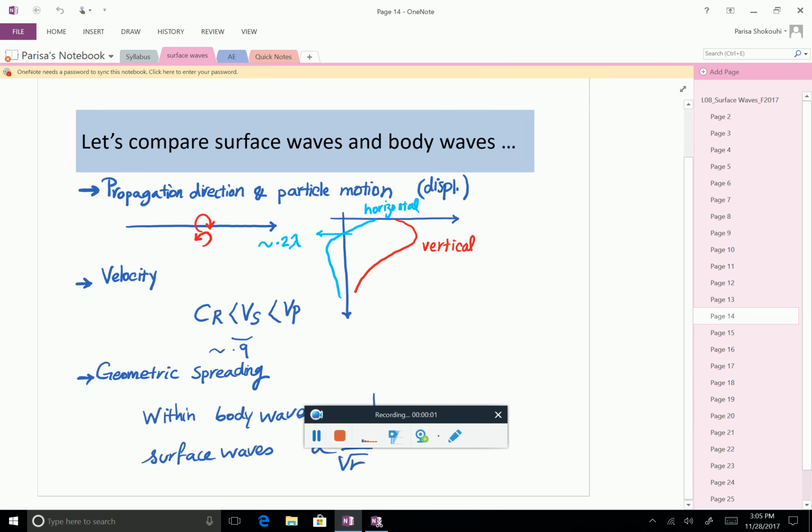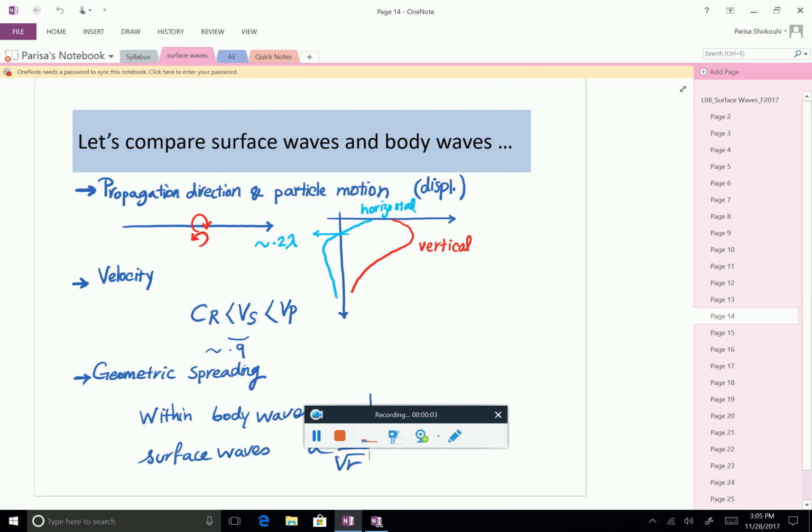Making sure that everyone remembers what surface waves were and what we talked about last. If you don't remember, it's not a problem. Just look at your notes, and especially this last slide that we filled up together when I asked you what is the difference between surface and body waves.